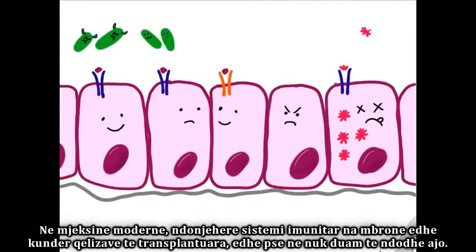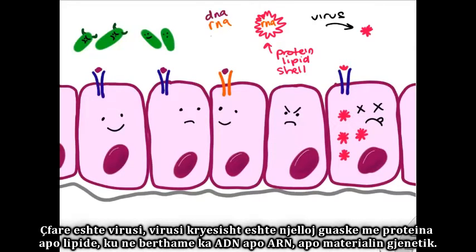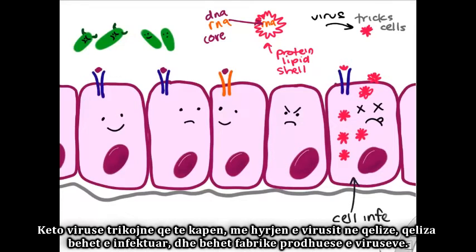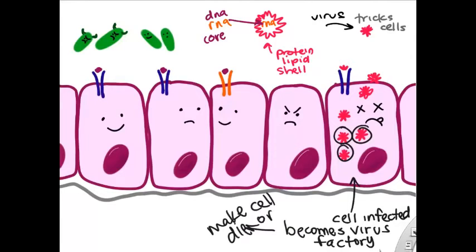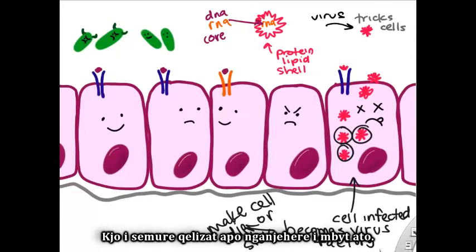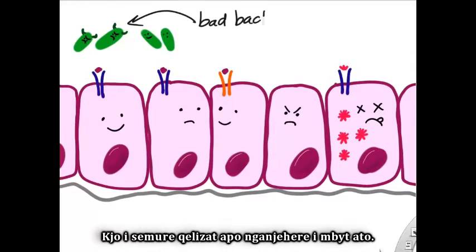And due to modern medicine, sometimes our immune system will have to protect us against transplanted cells even though we don't want it to. So what is a virus? A virus is basically a shell of protein or lipid with an inner core of DNA or RNA or genetic material. And these viruses trick your cells to take them up. Once the virus gets inside, your cell becomes infected, and it becomes a little virus-producing factory. This basically makes your cells sick, or sometimes can make your cells die.